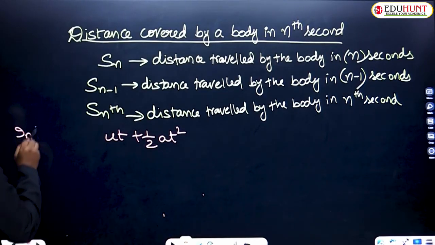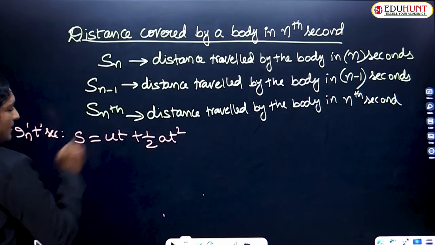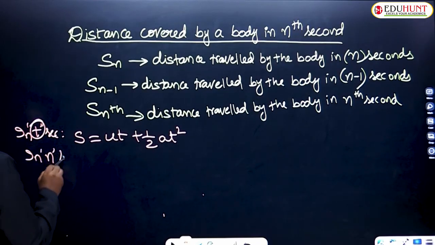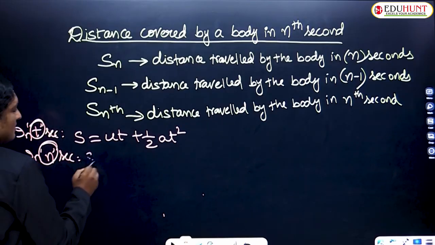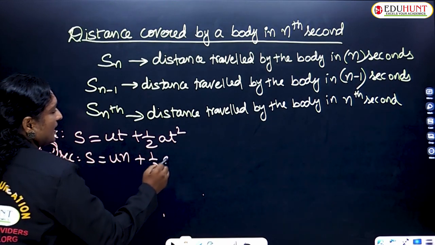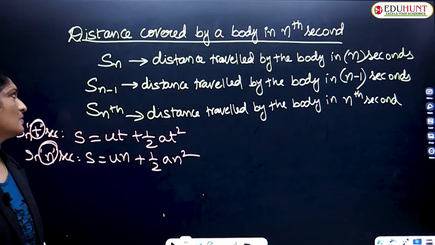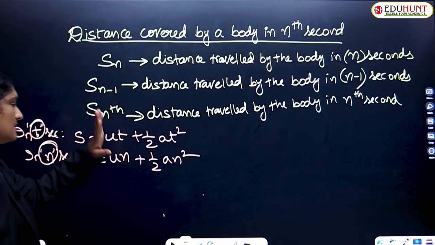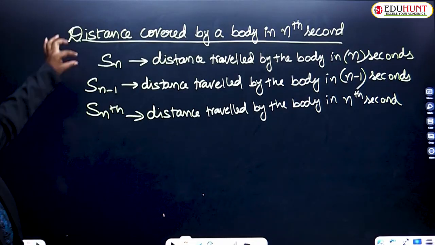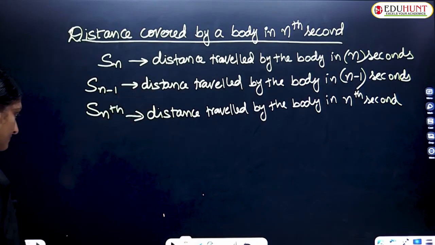In t seconds, S is given by this value. Instead of t, I want it in n seconds. Then S is equal to, instead of t, I have to replace with n: un plus half an square. So in n seconds means un plus half an square. In n minus 1 seconds, this is replaced with n minus 1. So let us try to understand properly. N number of seconds, n minus 1 number of seconds, this is that particular second.